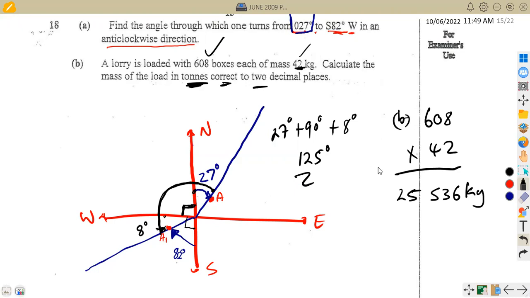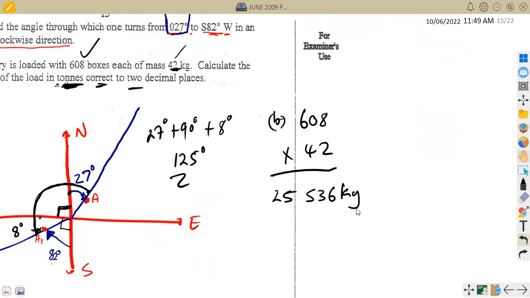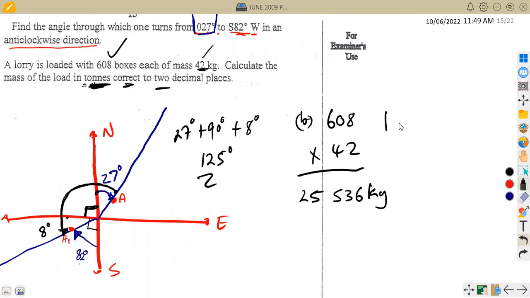But the question is, what is the mass in tons? The mass is needed in tons. So you have to convert from kgs to tons. What is the relationship between kgs and tons? A ton has got what? 1,000 kgs. So if a ton has got 1,000 kgs, what about 25,536? We just have to write it under kgs.